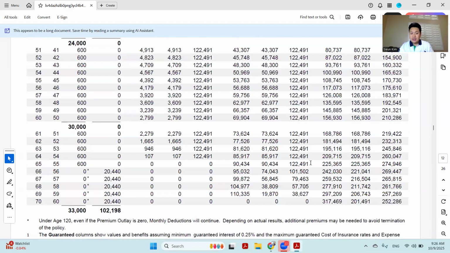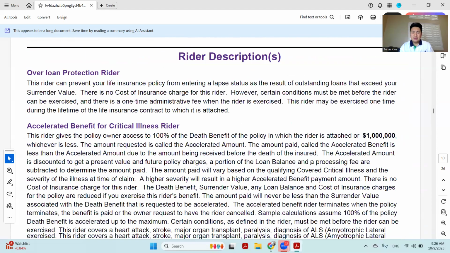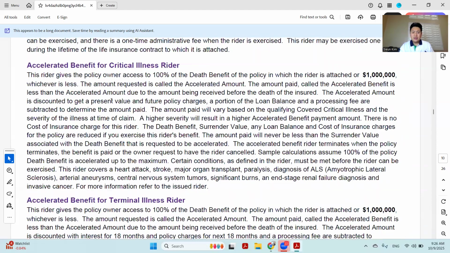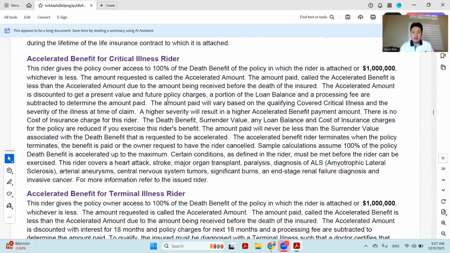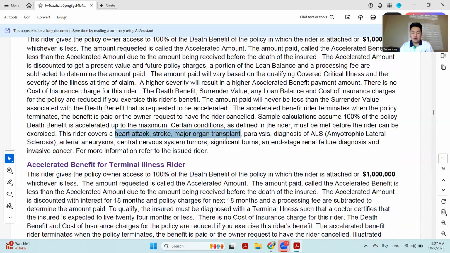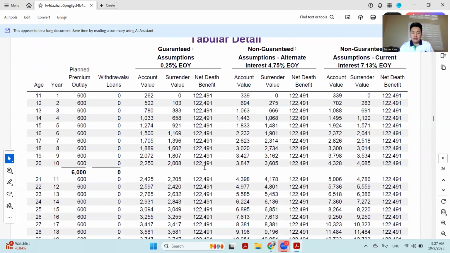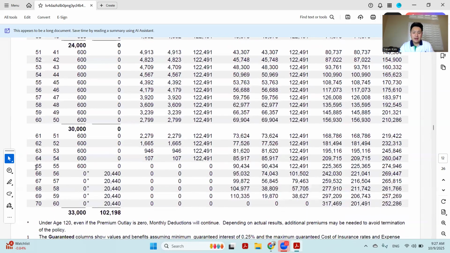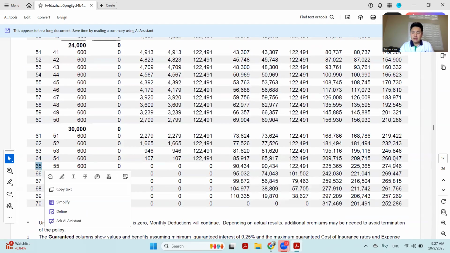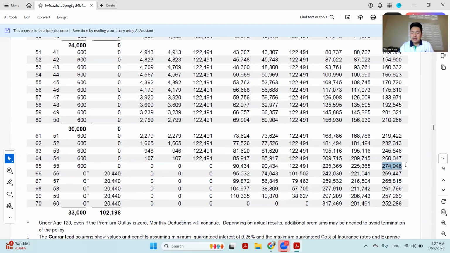And also another thing, let's talk about the living benefits. You see the critical illness, chronic illness, terminal illness. You get up to 100% of the death benefit, up to 1 million in case of a heart attack, stroke, cancer, all this stuff. So these are included. So that means in case the client had a heart attack at the age of, let's just say 65, what was the death benefit? It's 274,000, right? Then they can get up to 100% of the death benefit as a lump sum because of the heart attack. So that's just an example of what they can get.